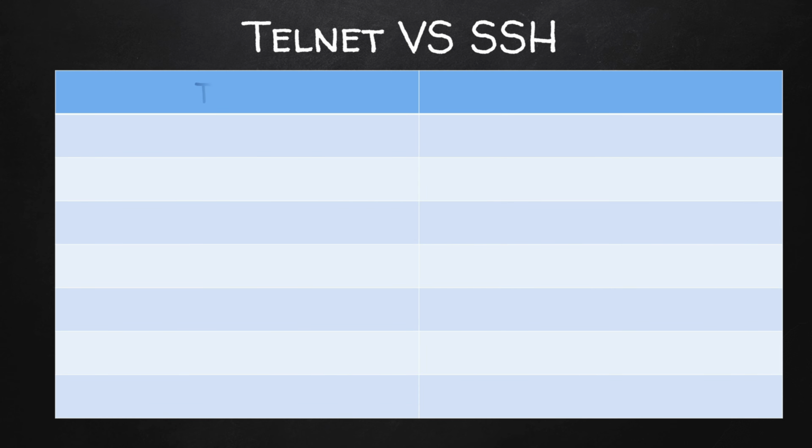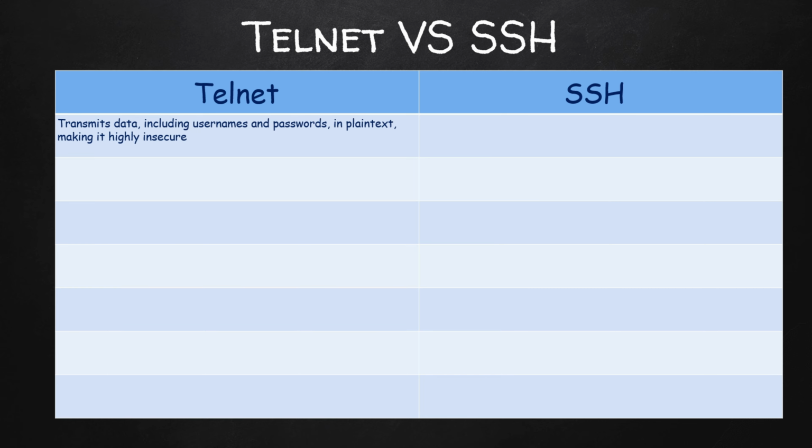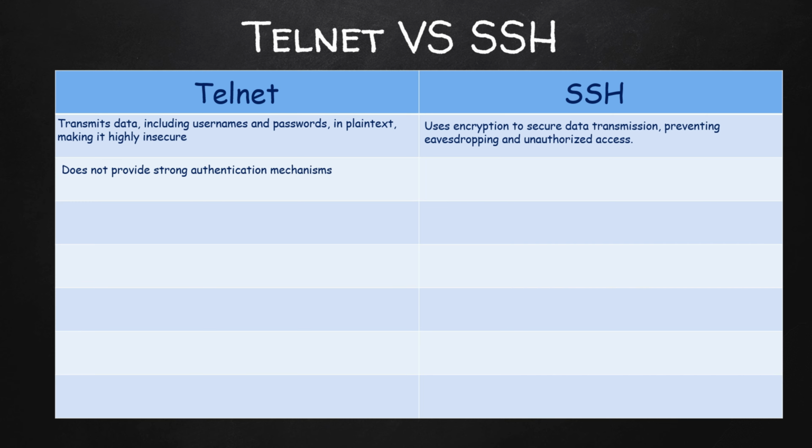On the left side, you can see the Telnet specification and on the right side you can see the SSH specification. Point number 1, Telnet transmits data including username and password in plain text, making it highly insecure. On the other hand, SSH uses encryption to secure data transmission, preventing eavesdropping and unauthorized access. Point number 2, Telnet doesn't provide a strong authentication mechanism. On the other hand, SSH uses various authentication methods including password, public key authentication and certificates. In this way, SSH is very secure.